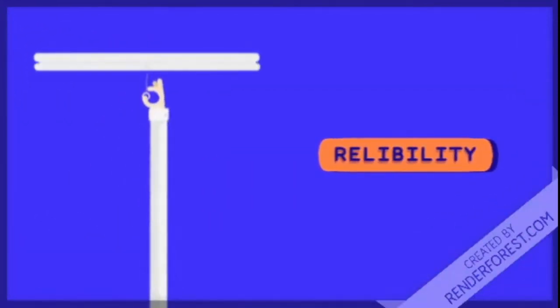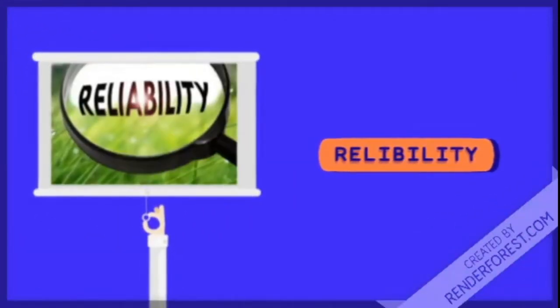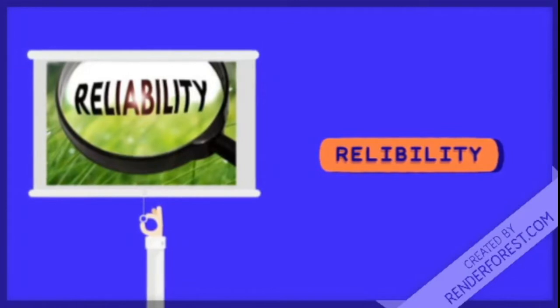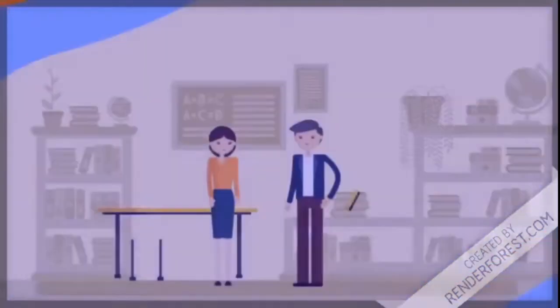As I have told, there are four characteristics: reliability, validity, objectivity and usability. Today we are discussing reliability. Reliability is nothing but consistency, meaning the same result comes at different time intervals. Then we can say it's reliable.